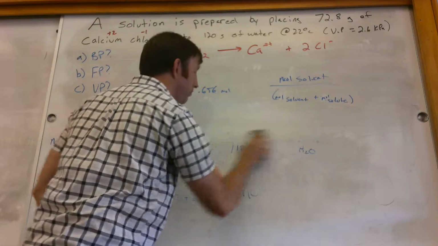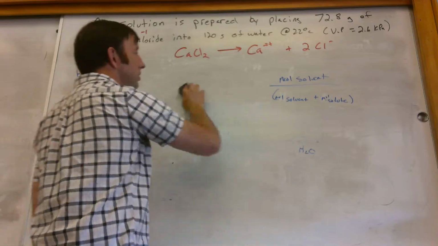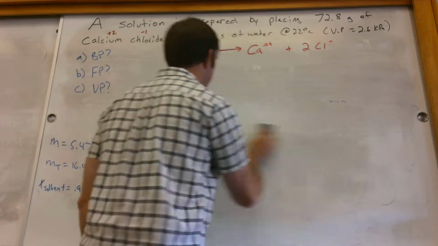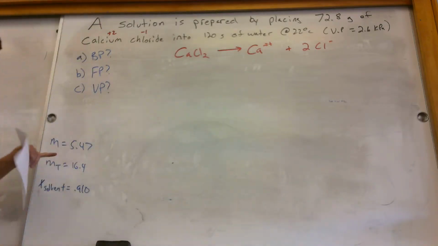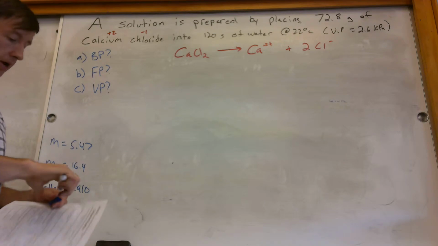Now, I've done the legwork, dirty work needed to solve for those three things. And that's the easy part. Once I've done this work here, right, the rest is easy peasy. Alright, so I know my molality, I know my total molality, I know my x solvent. So I'm going to solve for my boiling point first, right, for letter A.